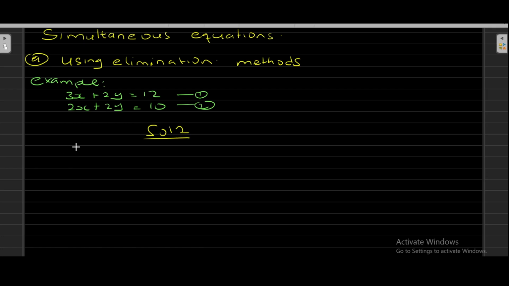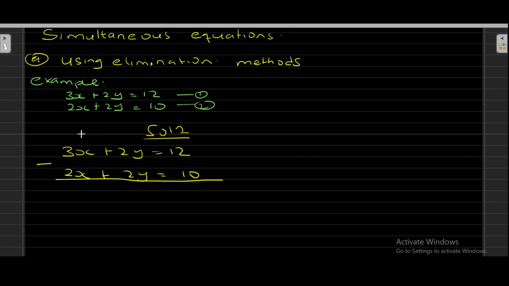Okay, when you're solving such a question, let me try to write down the equations. We have 3x plus 2y is equal to 12, and then we have 2x plus 2y is equal to 10. When you're applying the concept of elimination, you look at the two equations and look at the easiest way to eliminate one unknown to remain with the other, and then we solve it out. Now in this case, we are going to eliminate 2y because 2y is the same, by subtraction.